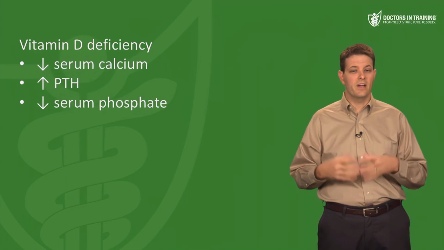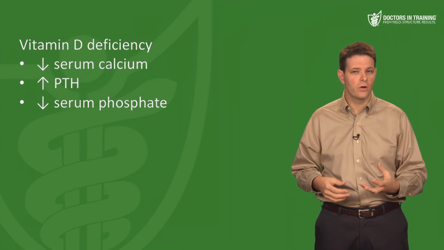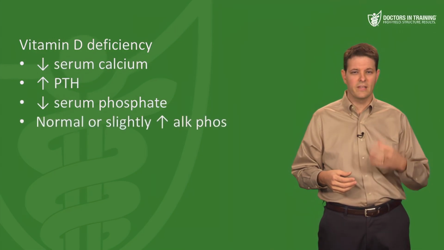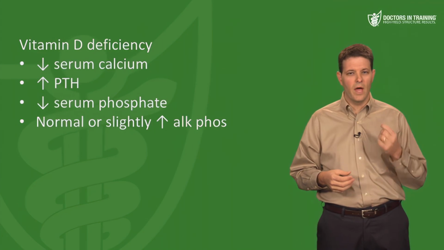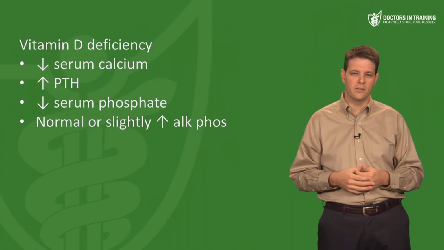And then because your PTH is high, you have increased bone turnover. And anytime you're increasing turnover of bone, you're going to see elevated alkaline phosphatase. So ALK Phos will be normal or slightly high also.